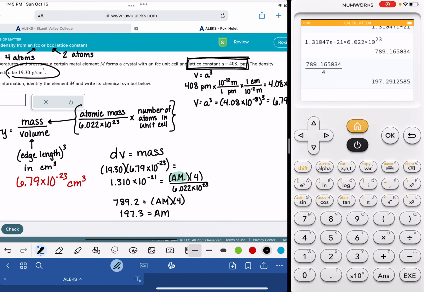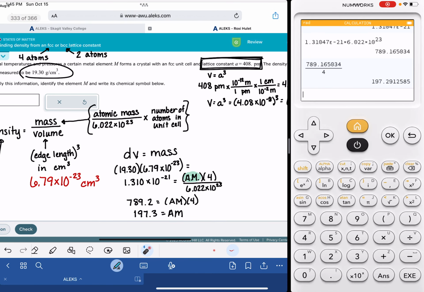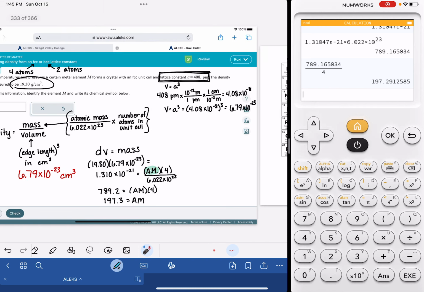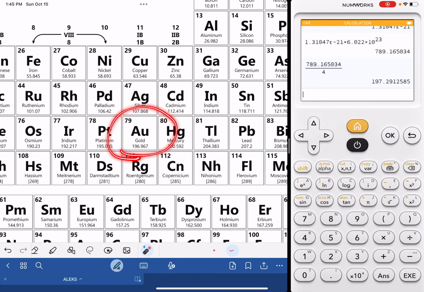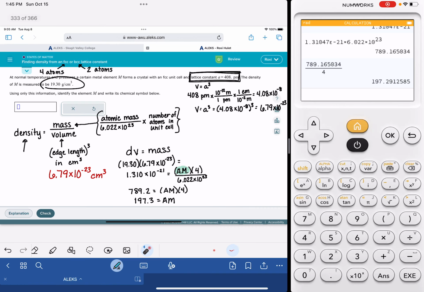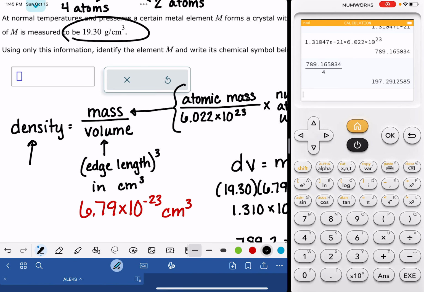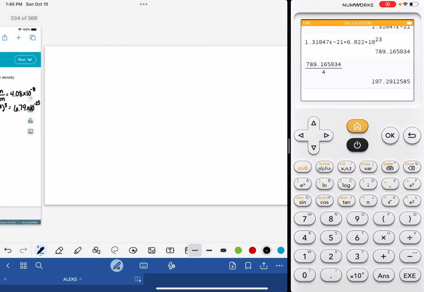Now that I know the atomic mass, and the problem is asking me to identify the element, I need to go to a periodic table and find the element that has an atomic mass of 197, which looks like it is gold. So there's a lot of math in this problem. There's a lot of algebra in this problem. What did I say it was? I said it was gold, I think. We'll go back and look at it again.